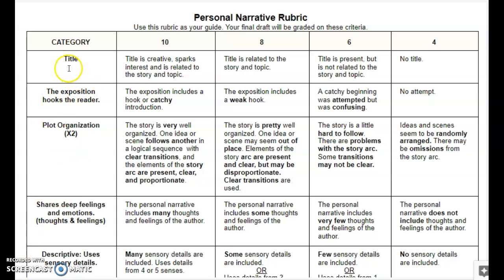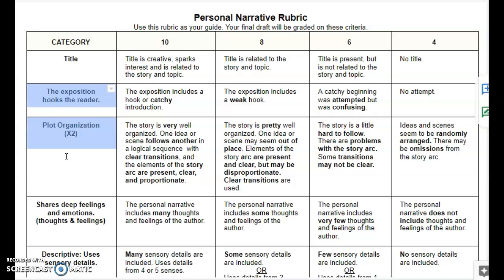So first you're going to be graded on the title. Make sure that you have a creative title, it sparks the interest, and it's related to the topic. This says the exposition hooks the reader, and then you have plot organization. Both of these are really about that story arc. Remember the story arc, we spent lots of time on it. The exposition is where you set up the situation and you introduce your reader to the characters and to the setting and what's going on. Make sure that that is interesting.